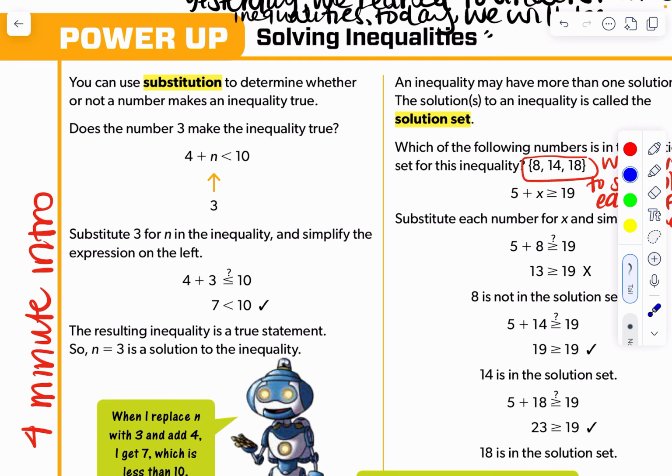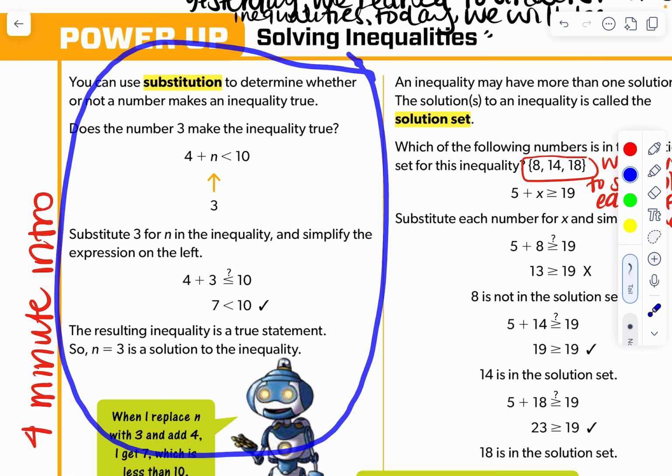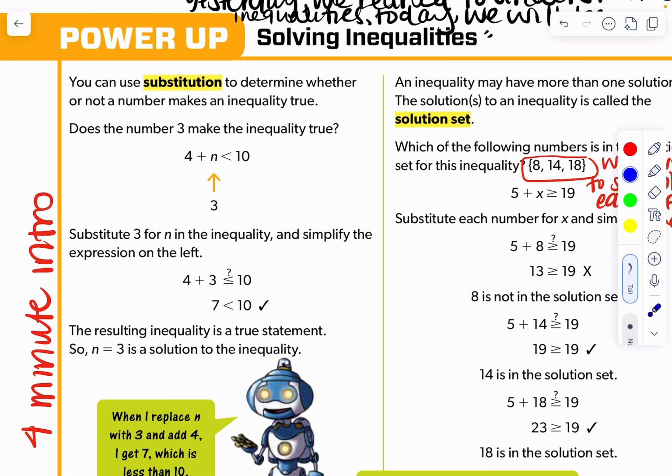So, students will have questions like this where they're being asked, does the number 3 make the inequality true? As we're looking at 4 plus n is less than 10, we see that n is a variable. What they want is for us to substitute the number 3 for that variable n. So we're saying, okay, 4 plus 3 instead of 4 plus n, and asking, is it less than 10?